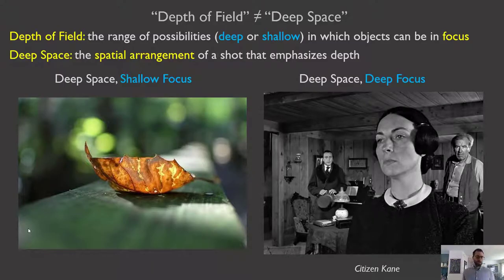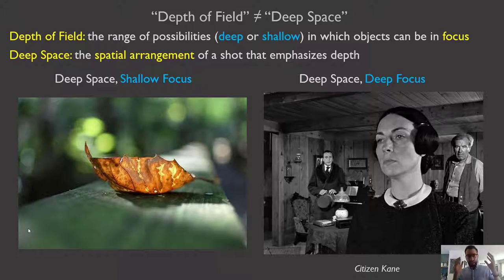First thing I want to do is just give you an important distinction that's easy to miss. In your reading, you're going to see a lot of uses of the term depth of field. But it's important to know that depth of field is not the same thing as deep space. What is depth of field? It's the range of possibilities, deep or shallow, in which objects can be in focus. What is deep space? It's the spatial arrangement of a shot that emphasizes depth.